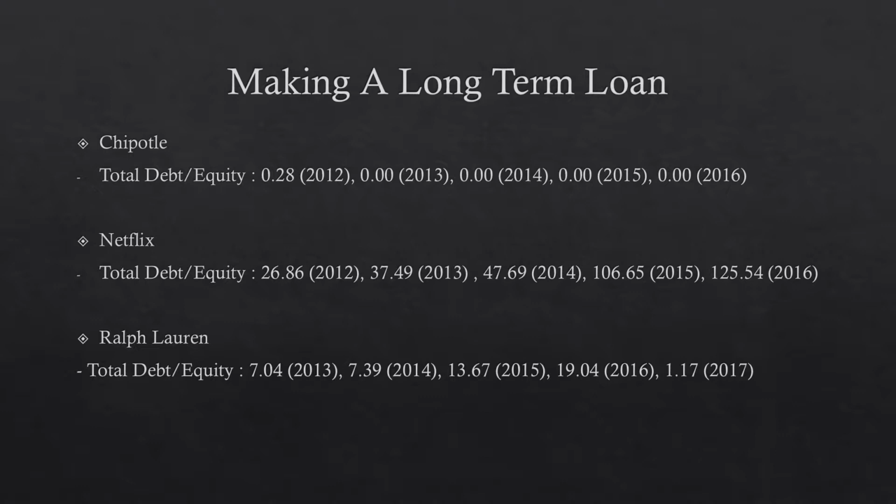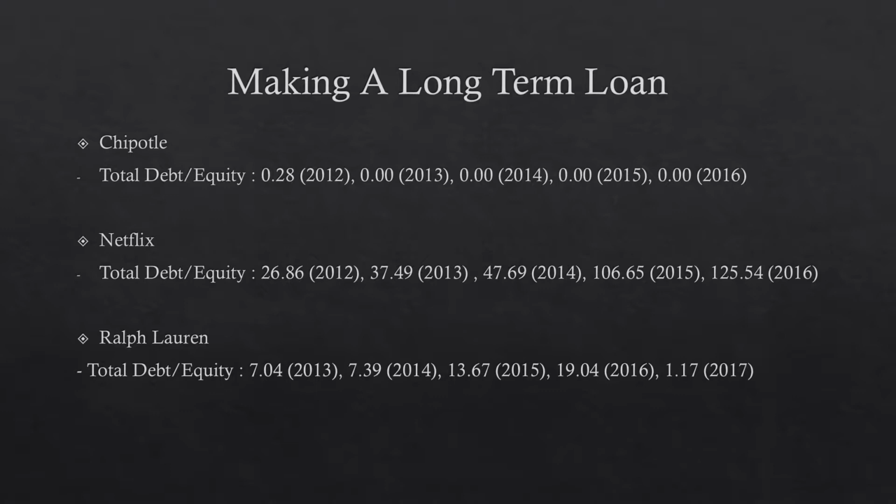So, with Chipotle, we see that in 2012 it was 0.28, 2013 0, 2014 0, 2015 0, 2016 0, which is good. Netflix: 26.86 in 2012, 37.49 in 2013, 47.69 in 2014, 106.65 in 2015, 125.54 in 2016. Ralph Lauren: 7.04 in 2013, 7.39 in 2014, 13.67 in 2015, 19.04 in 2016, and 1.17 in 2017.